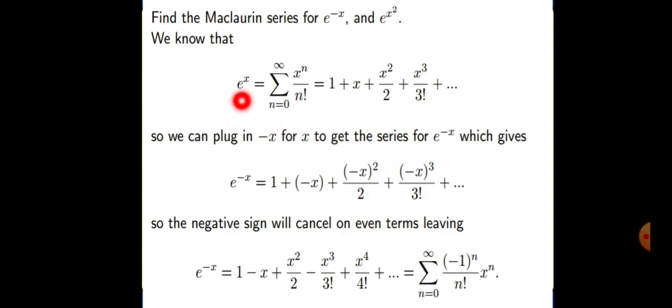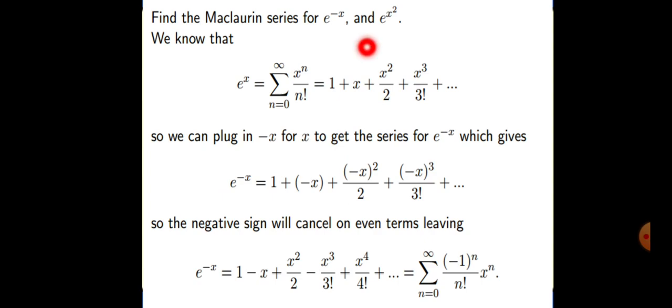If you wanted to express e to the power negative x using Maclaurin series, you can substitute each x here as negative x. So therefore e to the power negative x equals 1 minus x plus x squared over 2 minus x power 3 over factorial 3, and so on.